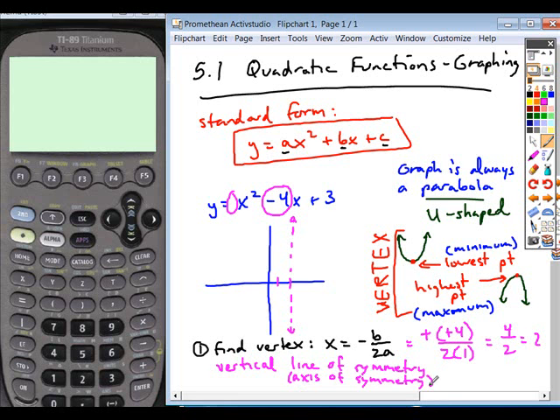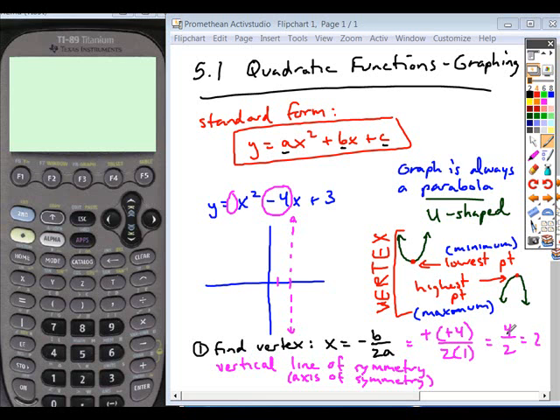Okay, and so once you find what the vertical line of symmetry is, or the x-coordinate of your vertex, you now have to identify what the corresponding y-coordinate would be for that. Okay, how do you think you'd find it? What y is?